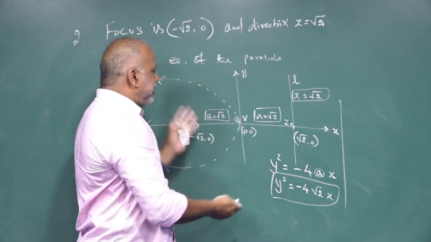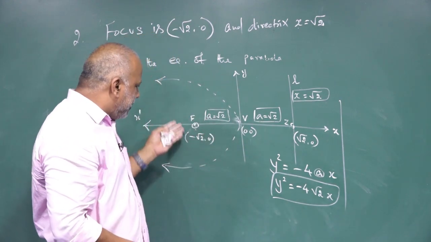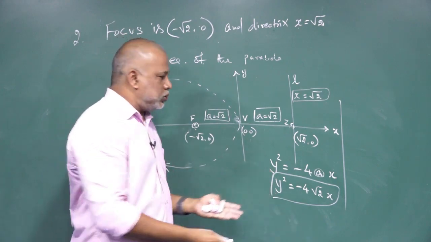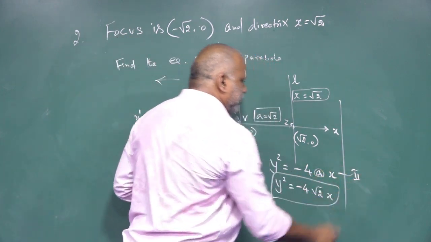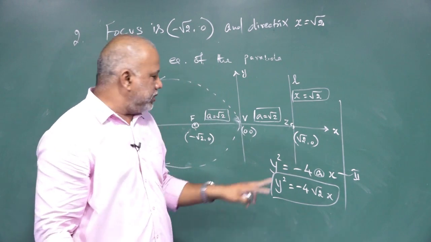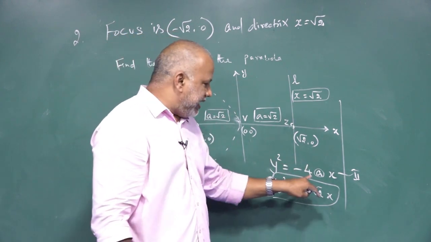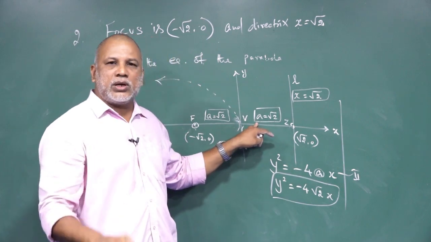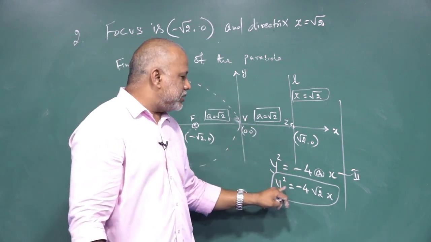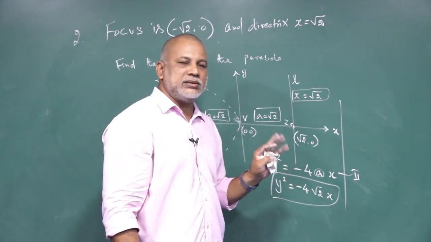So from this we are able to identify which type this parabola belongs to. Type number 2. You can identify y squared equal to minus 4ax, the equation of type number 2. We need a, so just work out the a. Substitute here: y squared equal to minus 4 root 2 x.